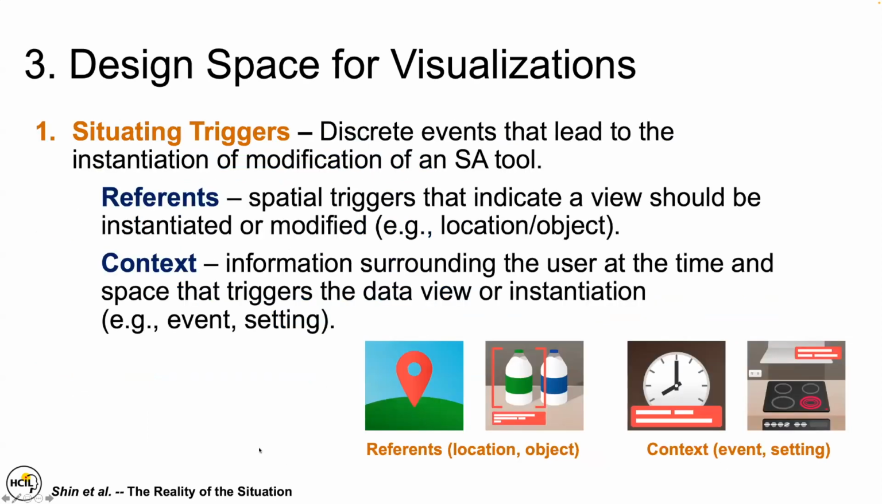Situating triggers refer to discrete events that lead to the instantiation or modification of a situated analytics tool. There are 2 types of situating triggers. One is reference and the other is context. Reference refers to spatial triggers that indicate a view should be instantiated or modified, such as location or object. Context refers to information surrounding the user at the time and space that triggers the data view or instantiation.